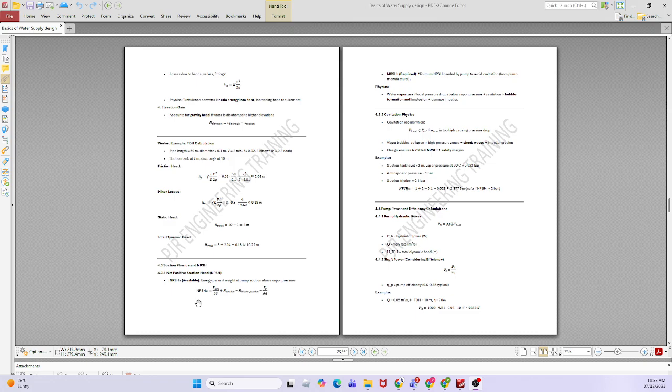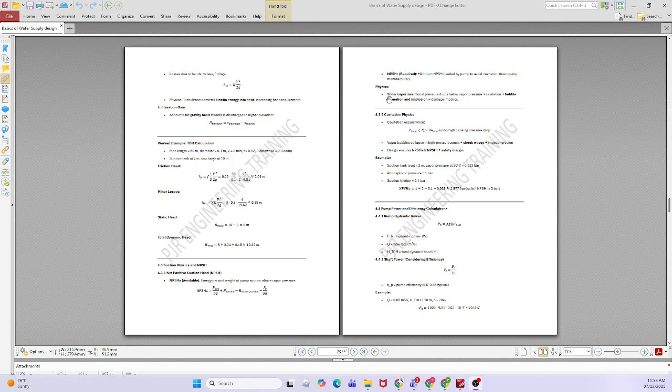Okay, so here there is the equation: P atmospheric divided by rho g, plus H suction, minus H friction, minus P vapor divided by rho g. If you apply this equation, you can calculate NPSHA. Minimum NPSH needed by the pump to avoid cavitation comes from the pump manufacturer. So this value you will get from the pump manufacturer.